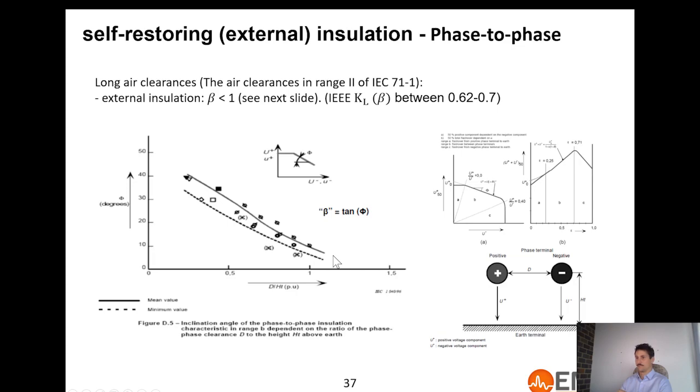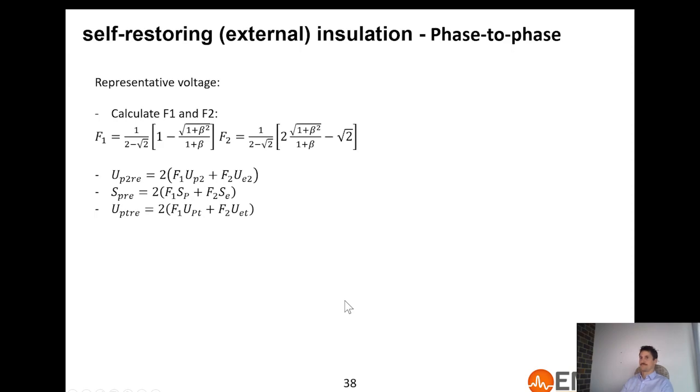To calculate it, you will have your ratio D versus H, and you will use this curve to find the angle here. And the angle will be the tangent. You will find beta thanks to this angle. It seems a bit difficult like that, but just follow the procedure, and it's a pretty automatic process at the end of the day.